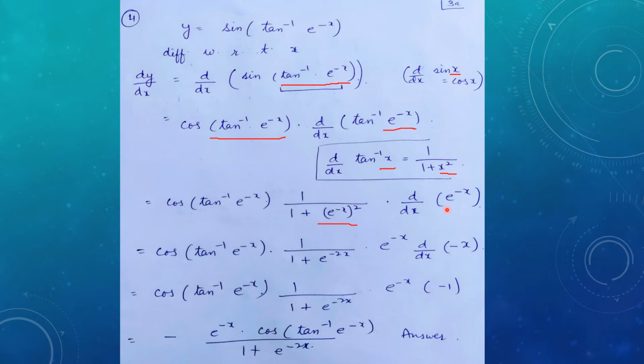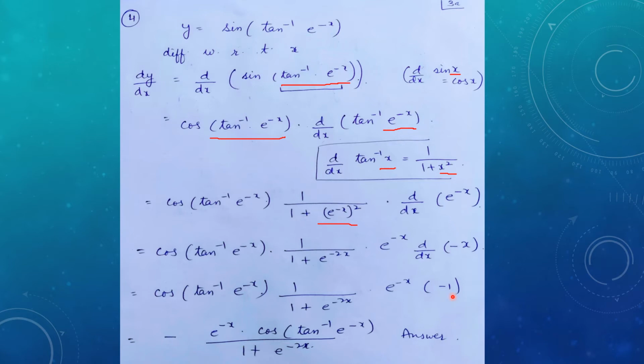Now what is the derivative of e power minus x? It will be e power minus x as it is, multiplied by the derivative of minus x. Just like I told you in the previous slide, when we calculate the derivative of e power something, we write the term as it is, multiplied by the derivative of the power separately. So now the whole question will be copied as it is: cos of tan inverse e power minus x multiplied by 1 upon 1 plus e power minus 2x multiplied by e power minus x multiplied by the derivative of minus x, which is minus 1.